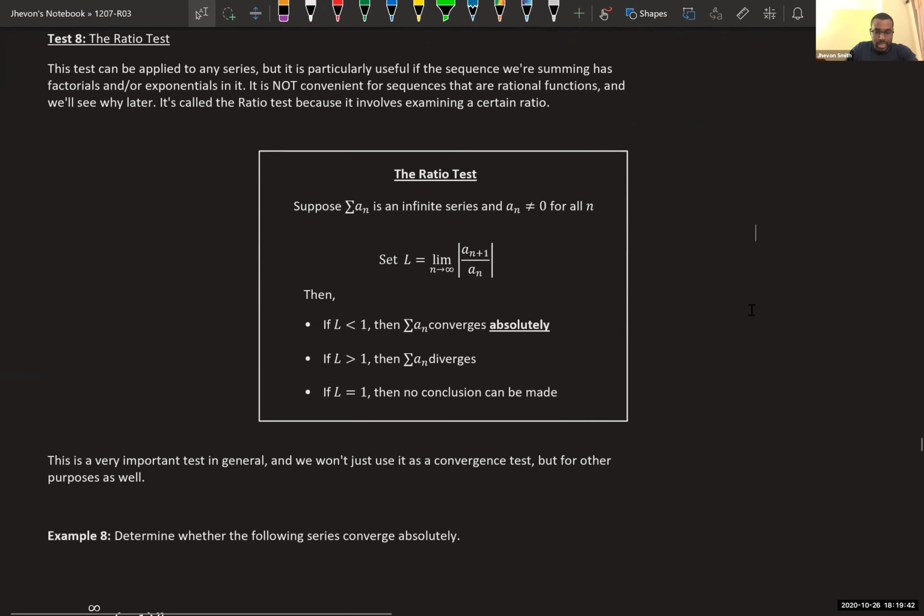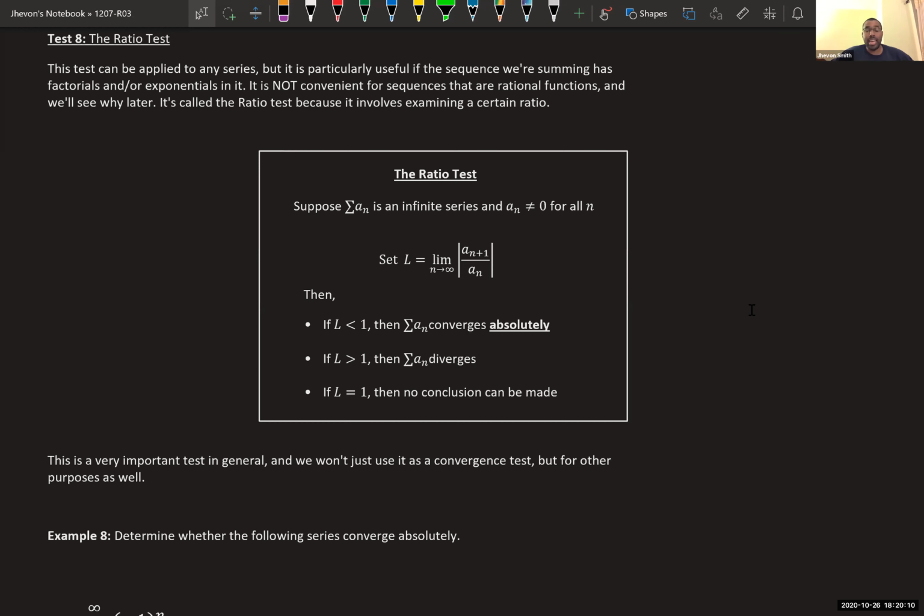Here's a very nice test, very important test, the ratio test. And this test is important for a bunch of reasons because there are a bunch of situations outside of just testing whether a series converges where we're going to be using the ratio test. So when we get to power series and things of that sort, we're going to be using the ratio test to do a lot of things there as well. So ratio test, very important test.